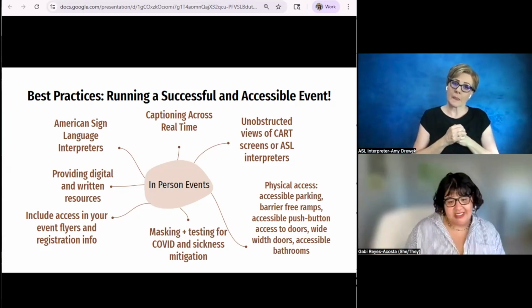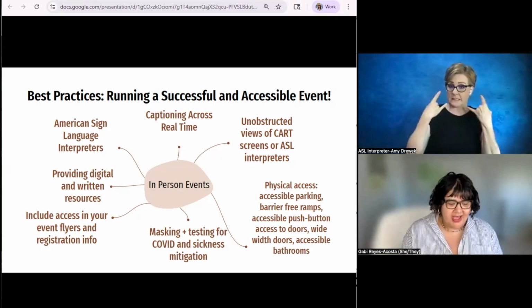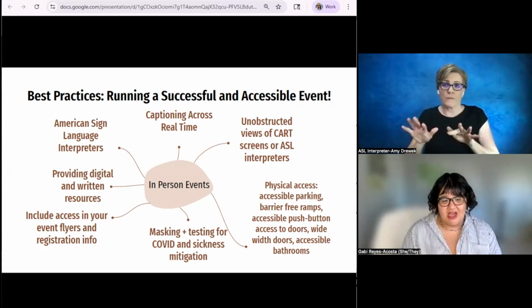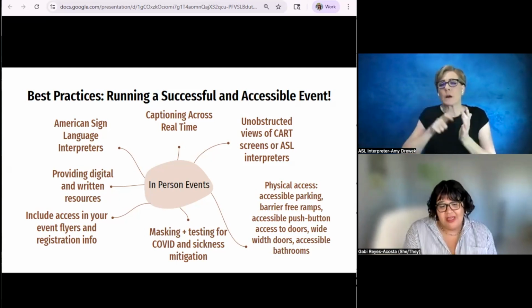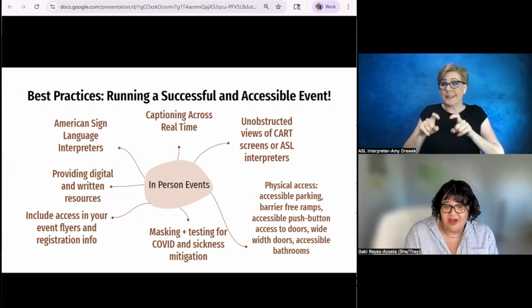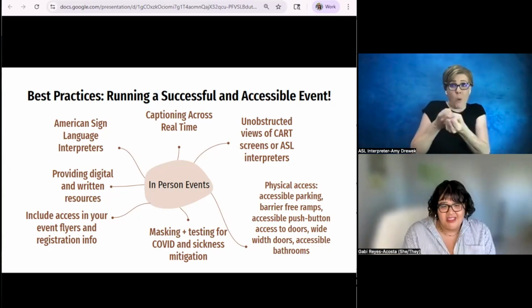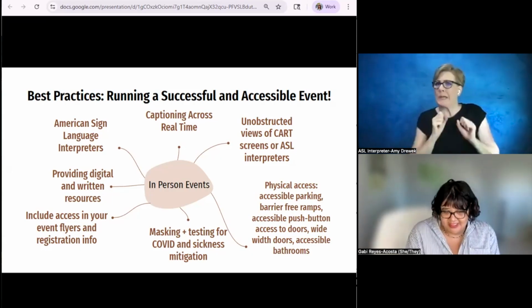Another best practice is to mask and test for COVID and sickness mitigation. Of course, this is not a requirement of DMD events, but it is a very important tool to, number one, support the safety and health of the disability community and to include folks who may be hesitant to come to in-person events.